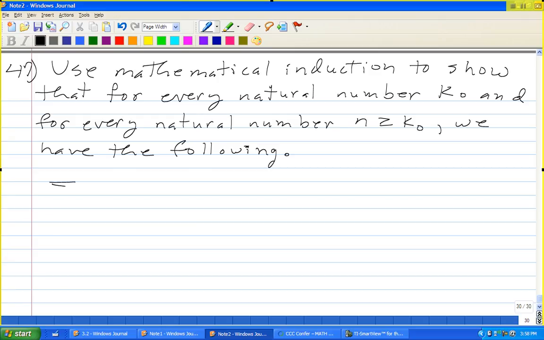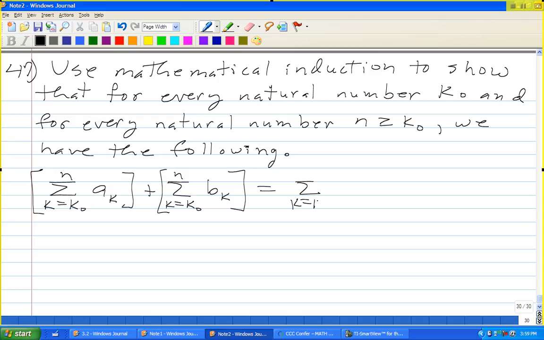The sum k from k0 to n of a sub k plus the sum k equaling k sub 0 to n of b sub k is equal to the sum k equaling k0 to n of a sub k plus b sub k. Okay, so let's show that.